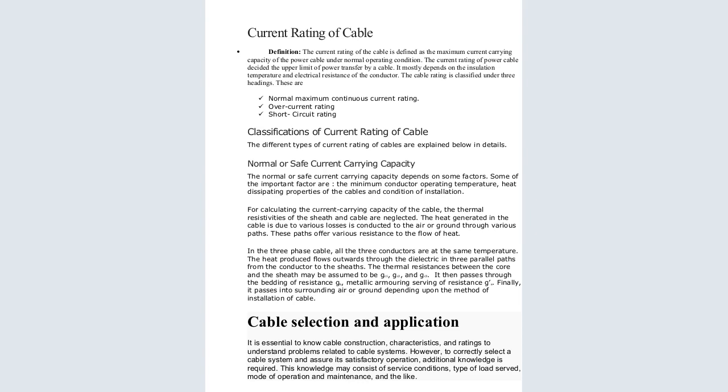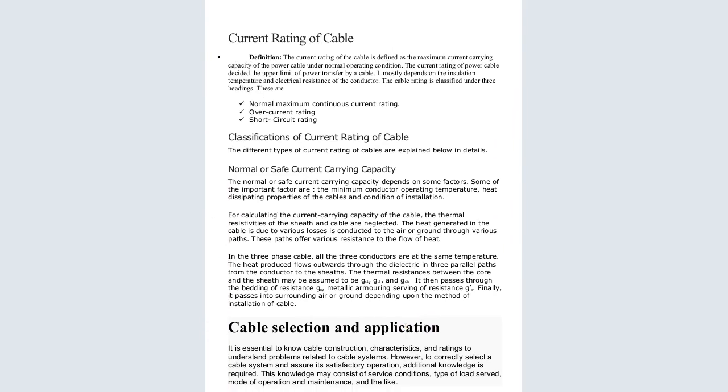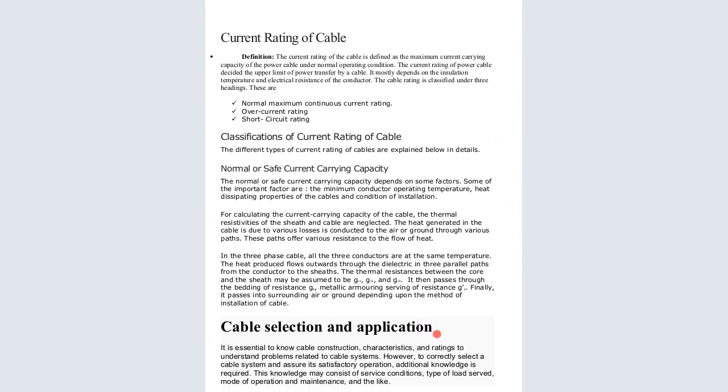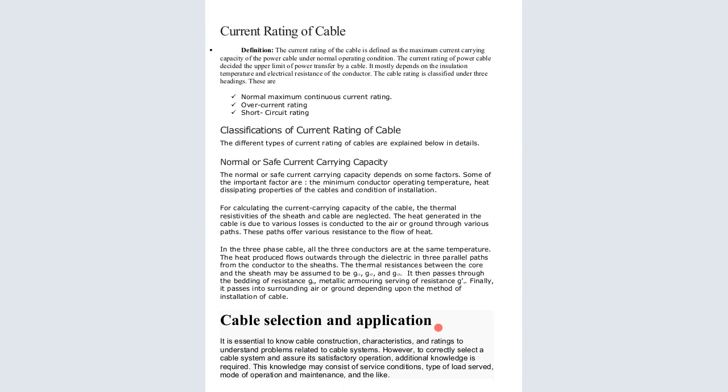So we have the normal or safe current carrying capacity. The normal or safe current carrying capacity depends on some factors. Some of the important factors are the minimum conductor operating temperature, the heat dissipating properties of the cable, and the condition of insulation. For calculating the current carrying capacity of the cable, the thermal resistance and the sheath of the cable, the sheath, I said, is the outer covering on the insulation of the cable, are neglected during this calculation.